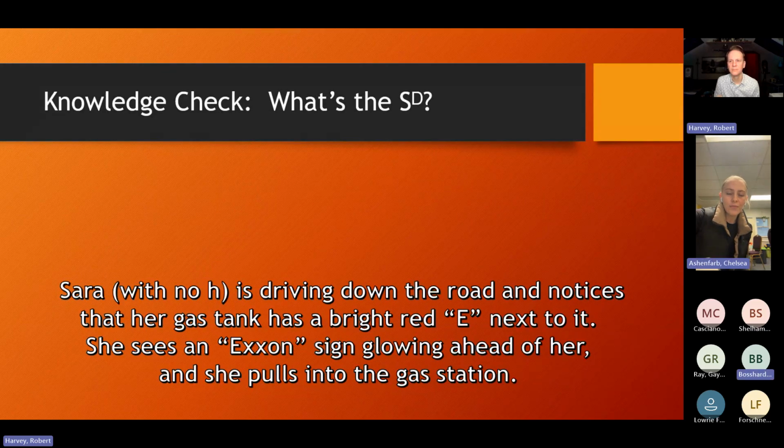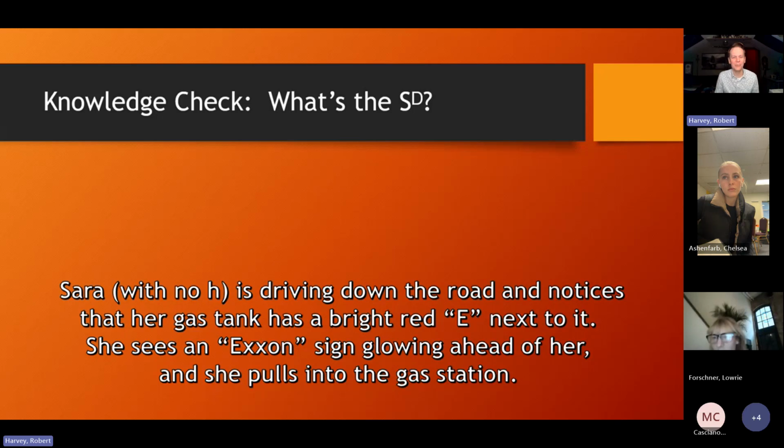The Exxon sign? The red E? Oh, okay, good. I love that I got two answers. I got the red E and I got the Exxon sign. I'm so glad that someone got it right and someone got it wrong, because that gives me the opportunity to talk about it. So actually the answer is, in fact, the Exxon sign.